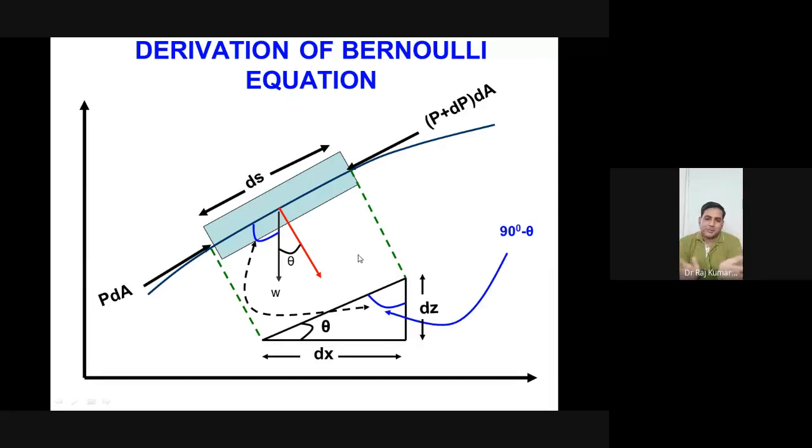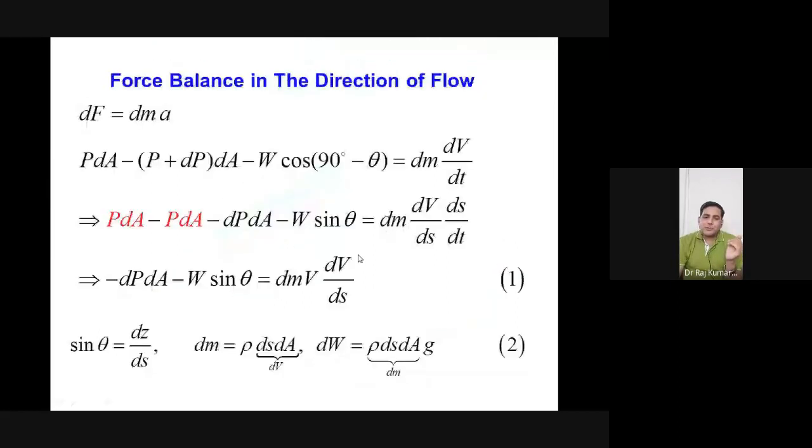That we are just doing only x, y, z, and where these components are acting. Is this fine? Everything here? Yes, sir. Let's see what I have next. We want to do the force balance in the direction of flow. Fine. So force balance is dF, we are talking about the differential mass into acceleration. That is your force balance. Correct or not? Yes, sir. Correct.